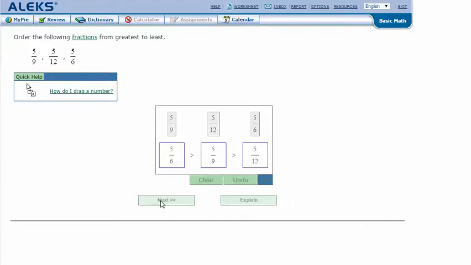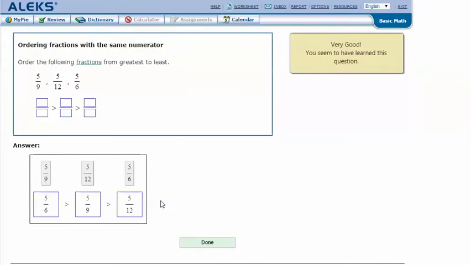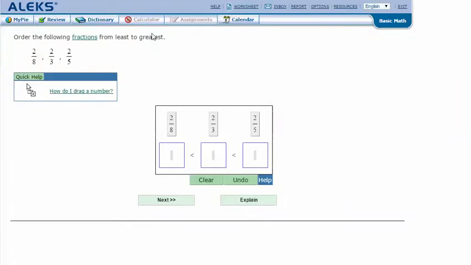And click Next. And it says that I got the correct answer. Let's try one more. Order the following fractions from least to greatest. Again, they all have the same numerator, all 2's. And so from least to greatest, just looking at the denominators, the smallest is 3, then 5, then 8.